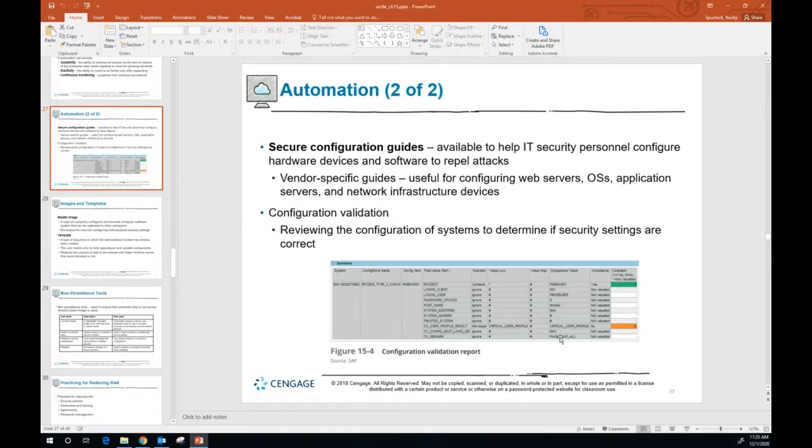So we see an example here of a configuration validation report. As we can see, the first field name is compliant, but we do have one down here with the CV_user_profile_result that is not compliant.